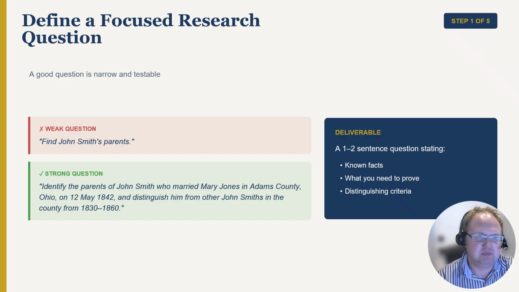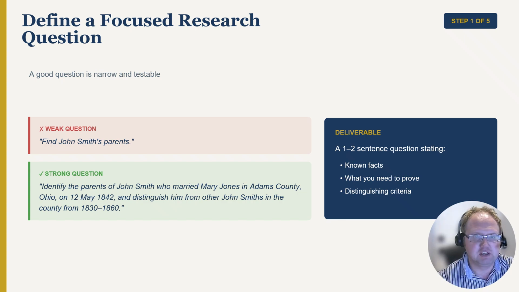What's wrong with it? It's vague. Which John Smith? There could be dozens in the same county in the United States, for instance. What time period? What location? You could spend years searching without knowing if you found the right person. Now look at the strong question.